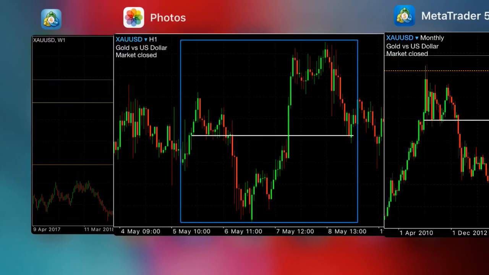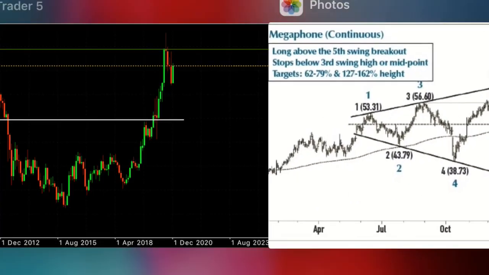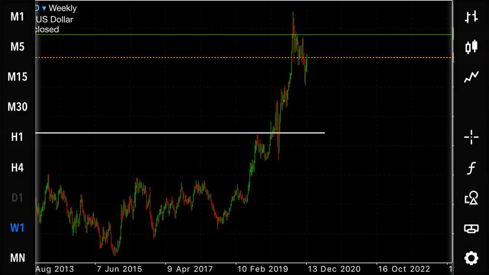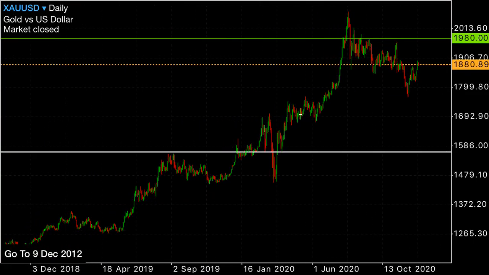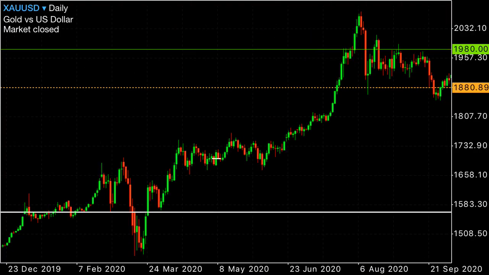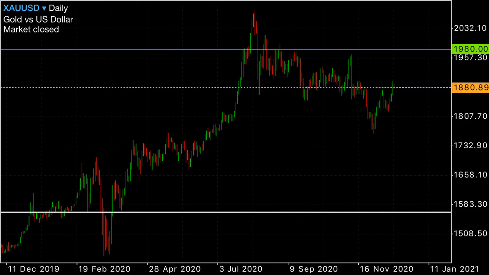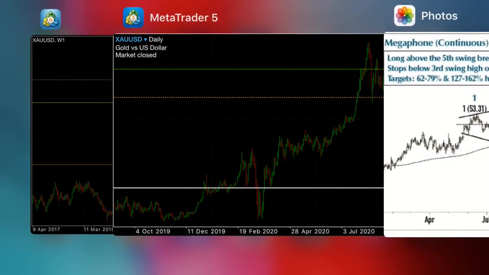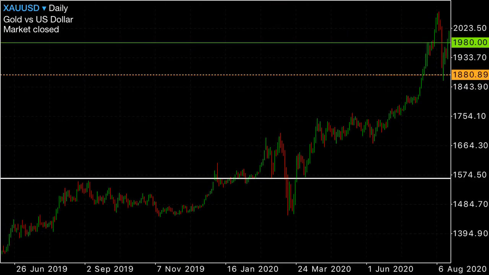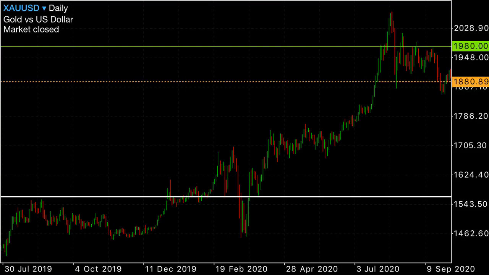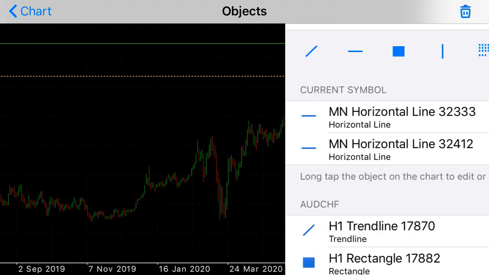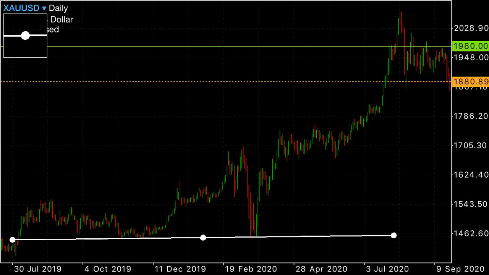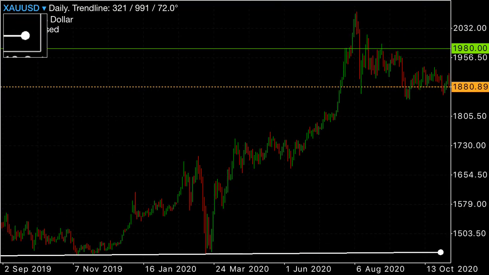Right, let's go on to the next one. Megaphone pattern. I'm sure you've all heard about it before. When we go down to the daily chart, you will see this kind of pattern being followed. This is the pattern being followed on the daily chart. It is a Megaphone Continuation pattern. Just Google it and the picture will come up. So if we get a new line out, that is your support of the Megaphone pattern, which runs along there.